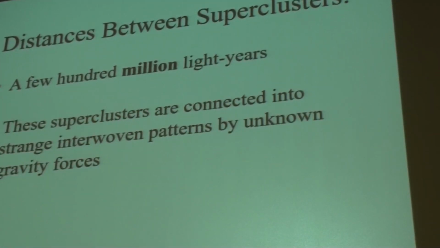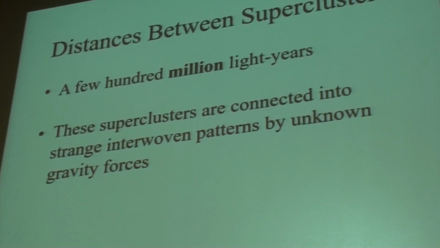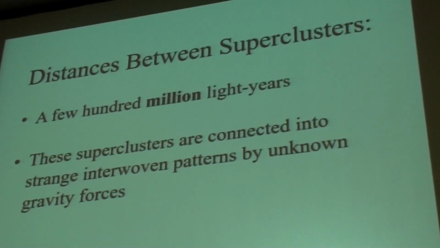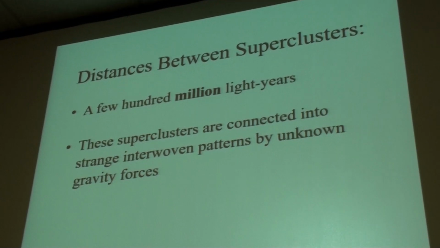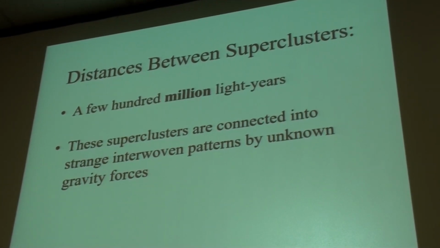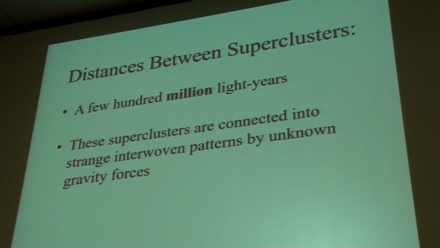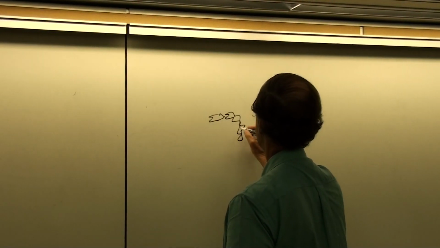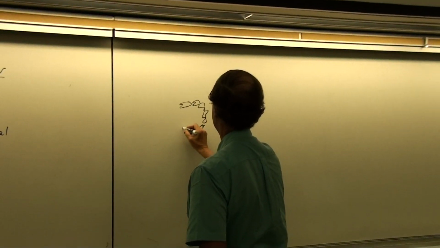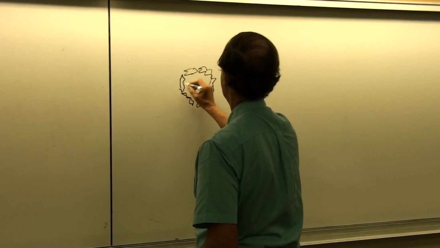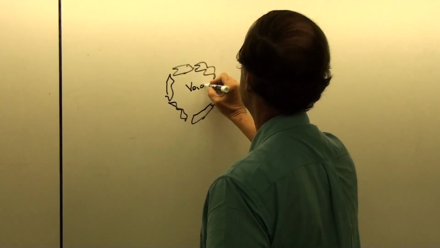And so what about the distance between superclusters? Well, now we're talking about a few hundred million light years between adjacent superclusters. And as we saw in that previous picture, superclusters are connected by strange interwoven patterns that are produced by unknown gravity forces. So we might have a supercluster here, another supercluster there, another one here, another one there, and then we have a void in between.